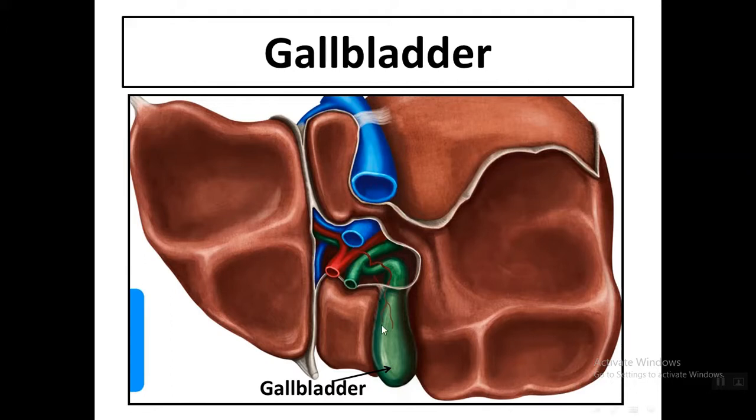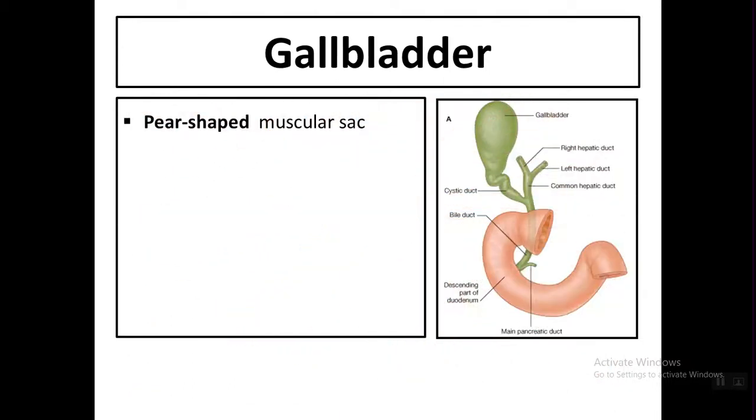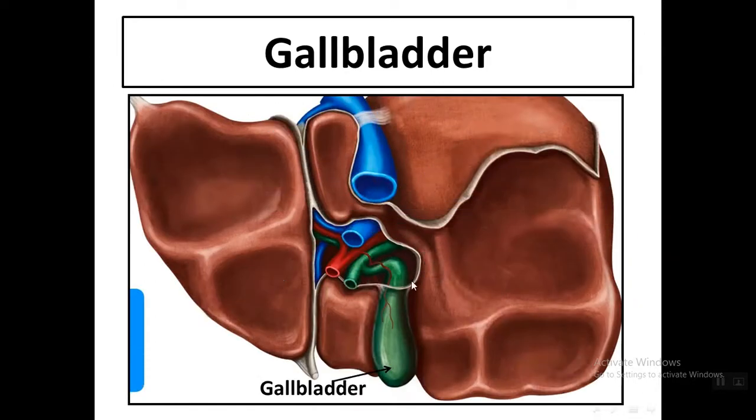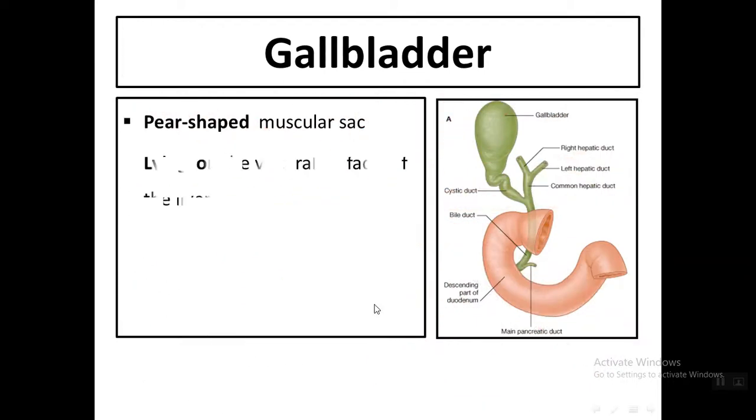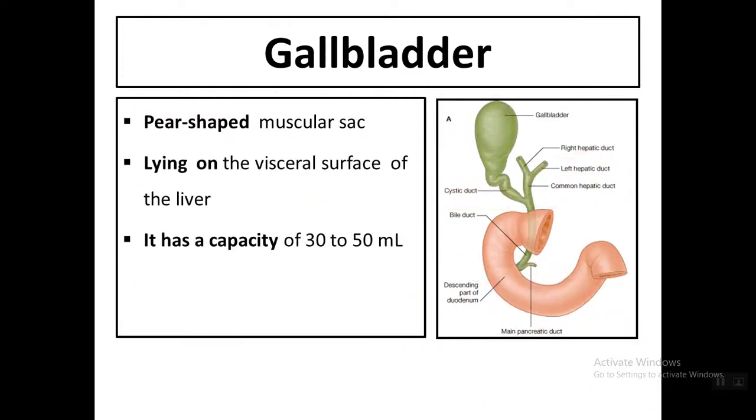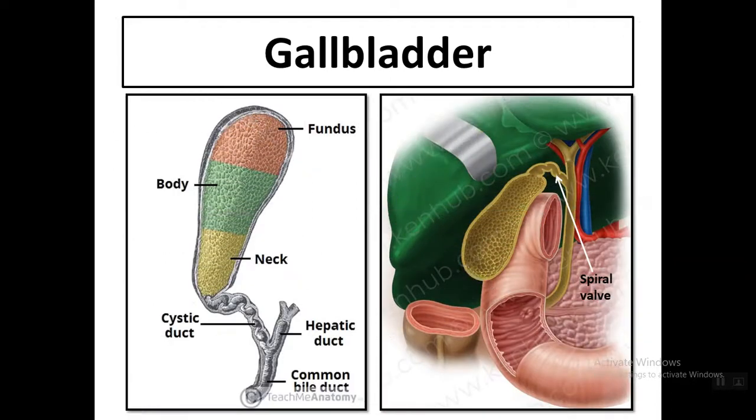The gallbladder. The gallbladder is a pear-shaped sac for the collection of the bile after its secretion from the liver. It is a pear-shaped muscular sac lying on the visceral surface of the liver. This is the visceral surface of the liver, or the posterior inferior surface, and it has a capacity of 30 to 50 ml. Its function is to store and concentrate bile after its secretion from the liver.